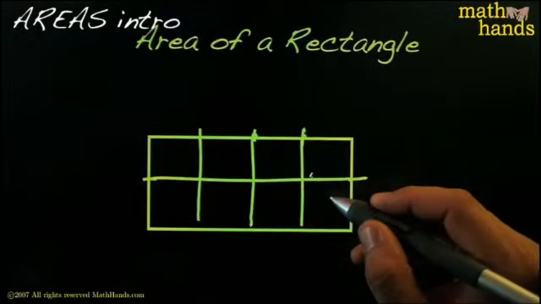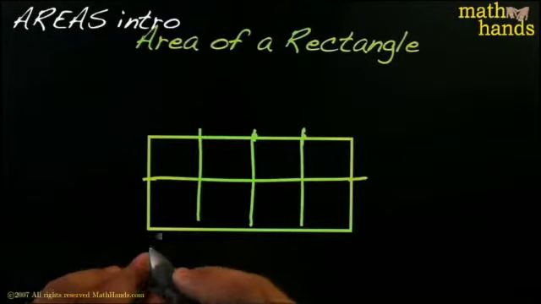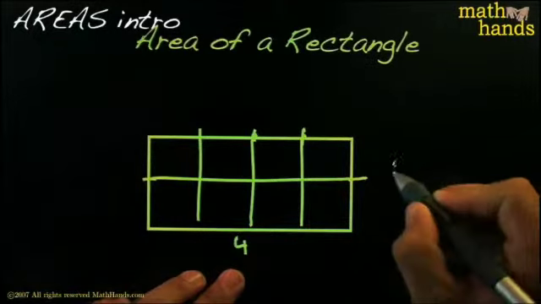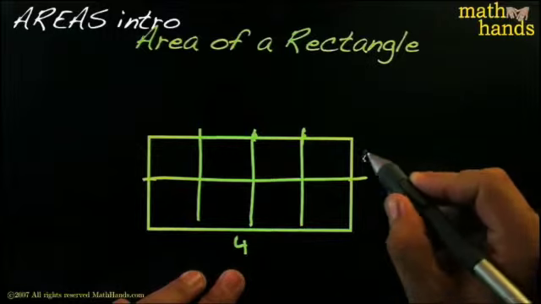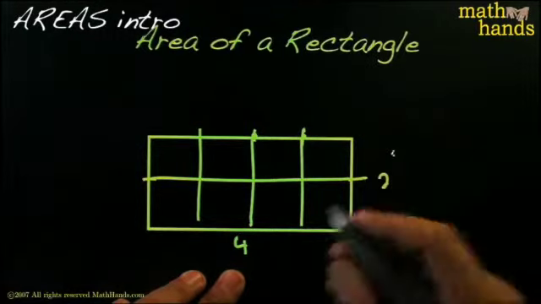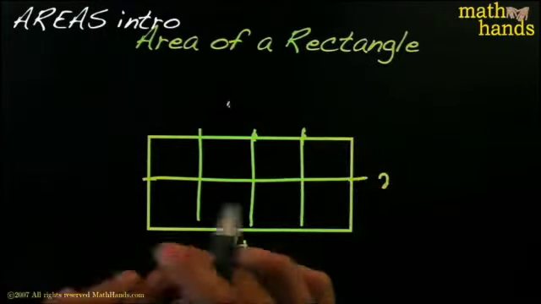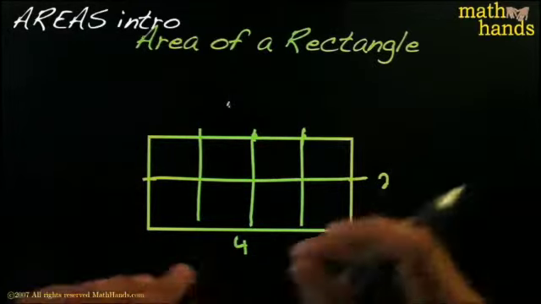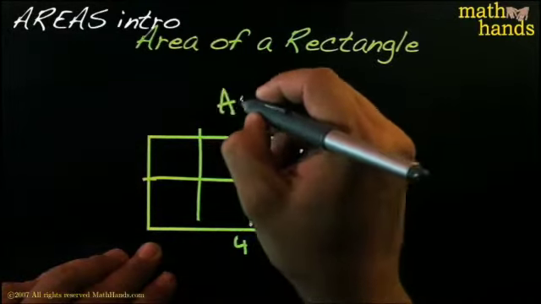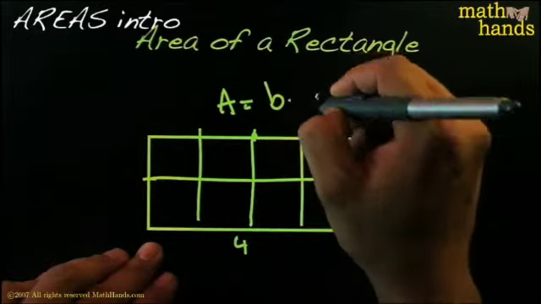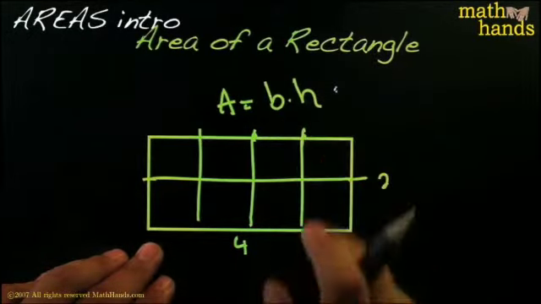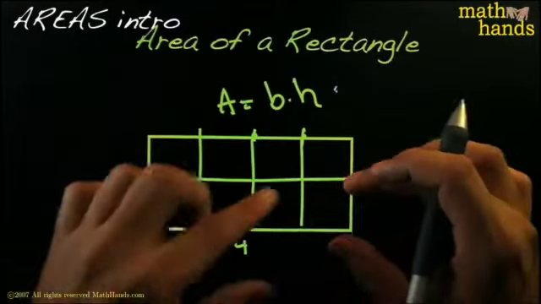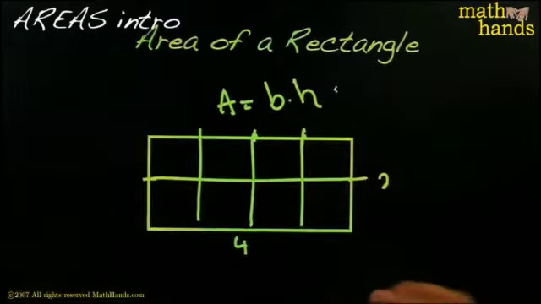And really, another way we could define it would be to simply say how many of these units are here. For example, 4, and how many are here? There's 2 that fit here. So we could define area as the number of these units that fit in the base times the number of units that fit in the height. So often we say that the area of a rectangle is b times h, which represents base times height. Because of this, 4 times 2 is 8, meaning that you can fit 8 of these little squares.